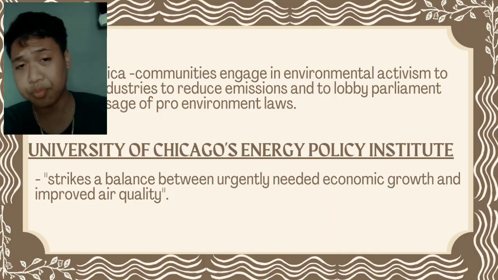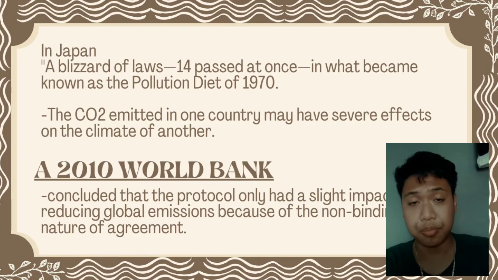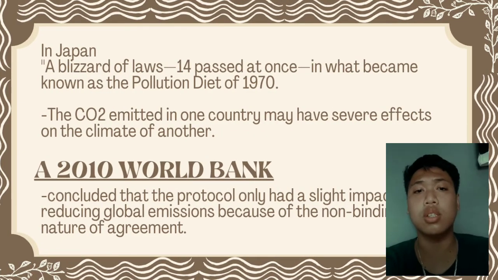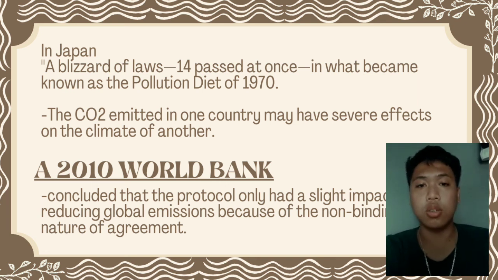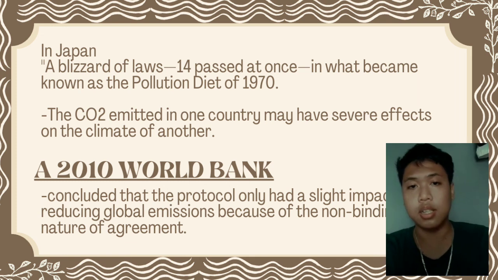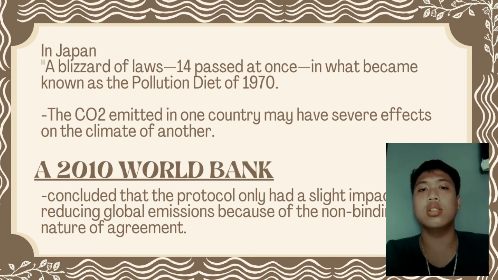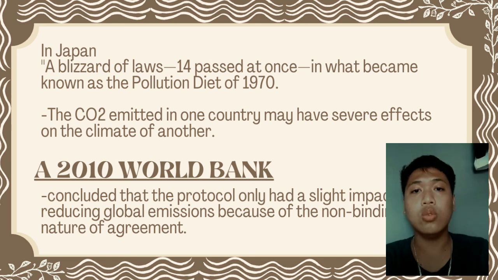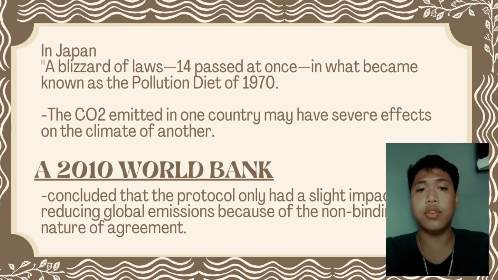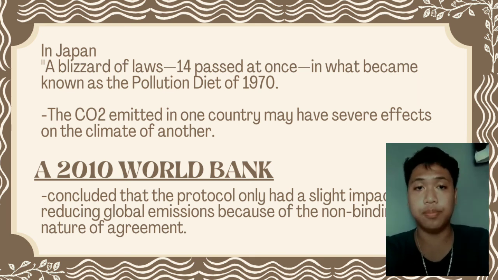Now, in Japan, population pressures forced the government to work with civil society groups, academia, and political parties to get parliament to pass a blizzard of laws, 14 passed at once, which became known as the Pollution Diet of 1970. These regulations did not eliminate environmental problems, but today Japan has some of the least polluted cities in the world. The CO2 emitted in one country may have severe effects on the climate of another.